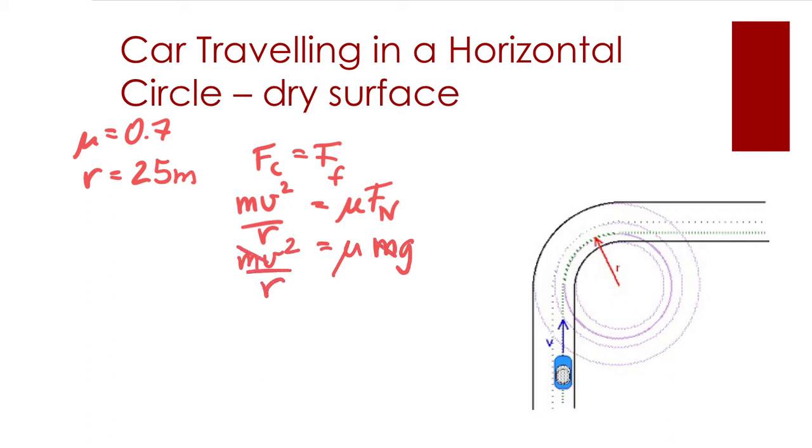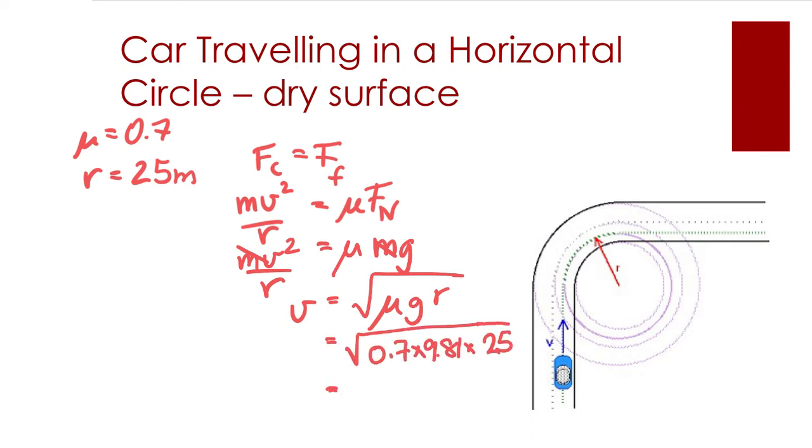And if I rearrange this equation for v, I'm going to have v equals the square root of mu g r. And if I put the values into my calculator, I'm going to get 13 meters per second. But that doesn't mean much to me, so let's go ahead and put that into kilometers per hour because I am driving in a car.